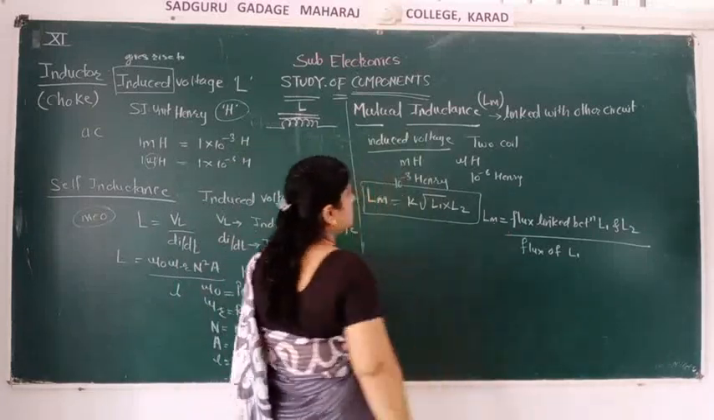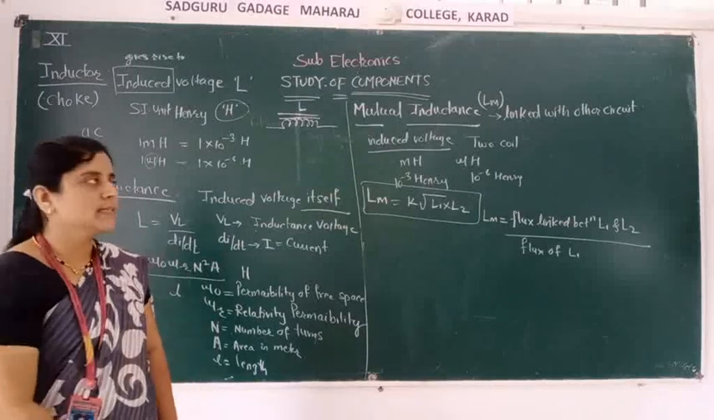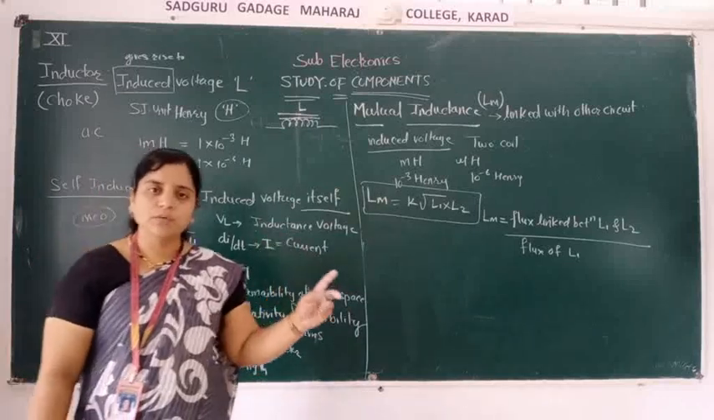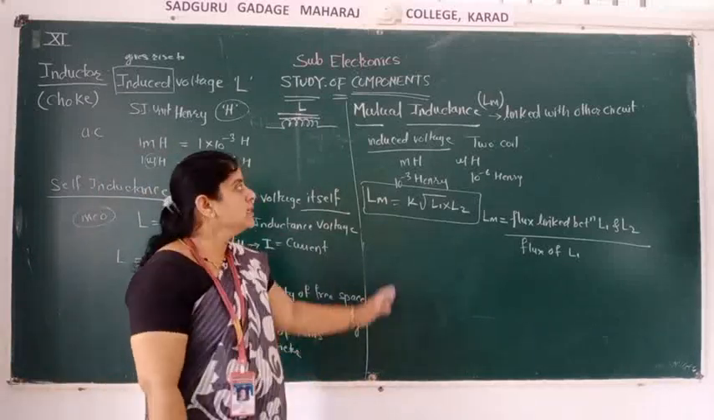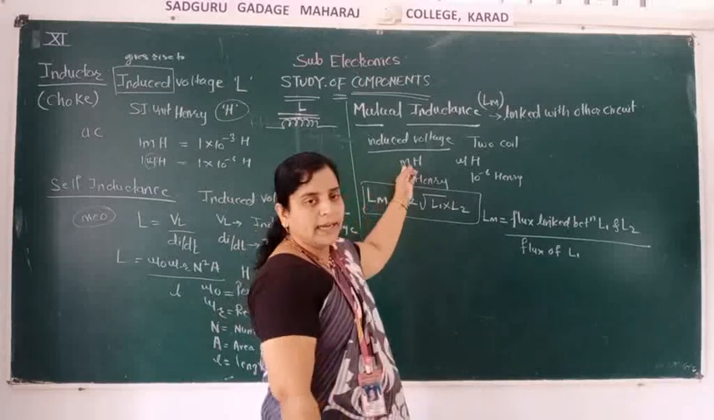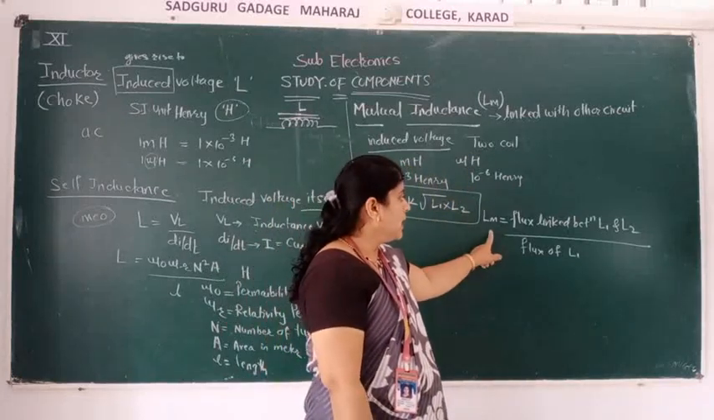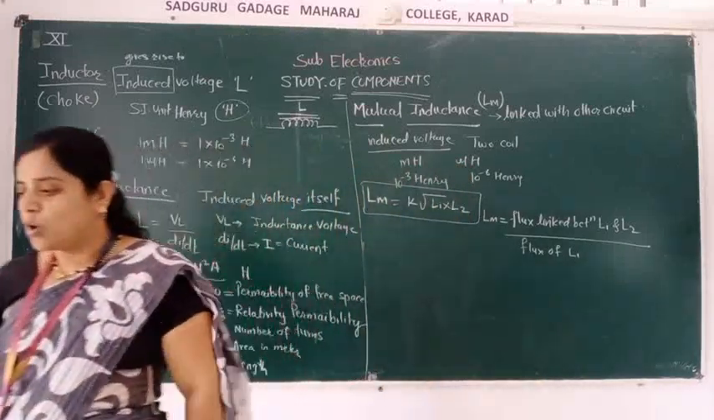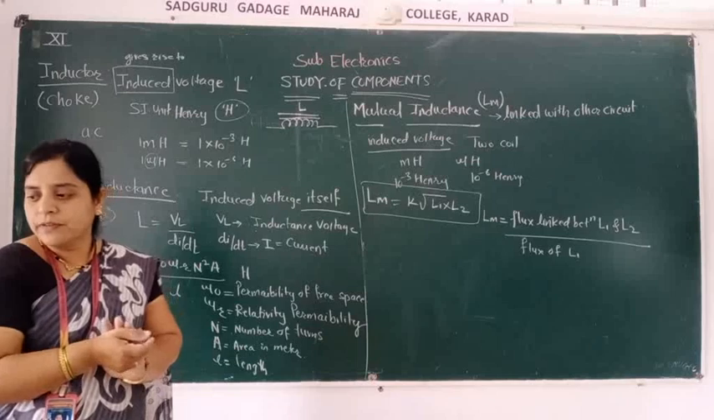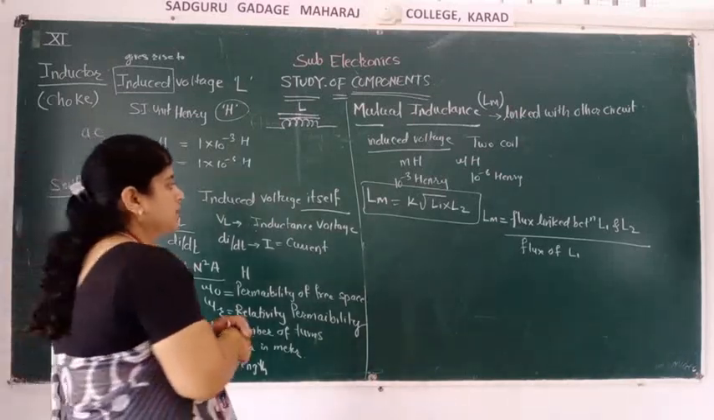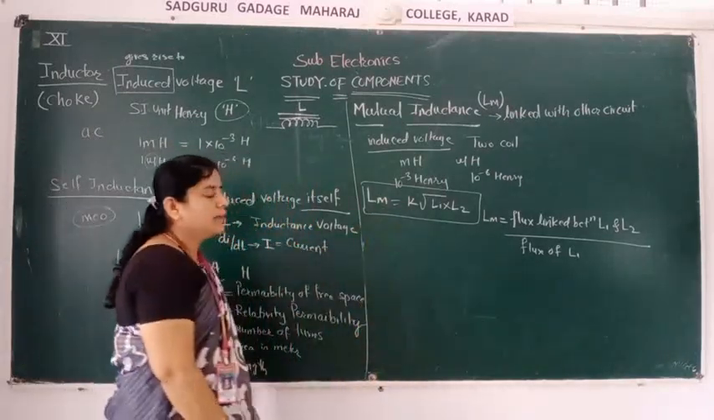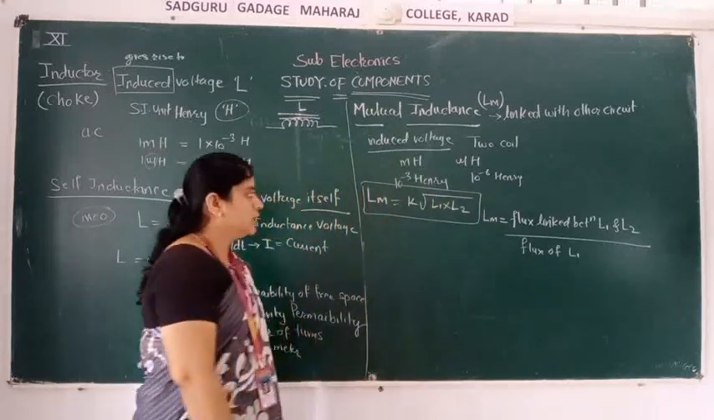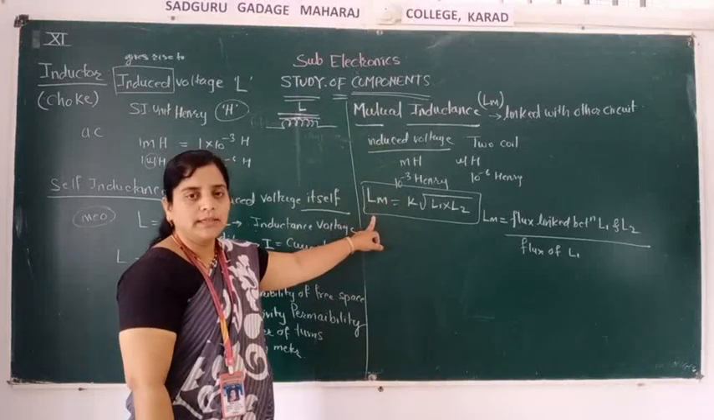Mutual inductance is when the inductor is linked with another circuit, and only then does it induce the voltage. It is measured in millihenry or microhenry. Lm is equal to the flux linked between L1 and L2 divided by the flux produced by L1. So Lm is equal to K into the square root of L1 into L2, the formula for mutual inductance.